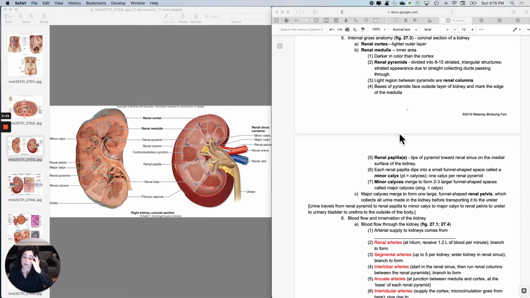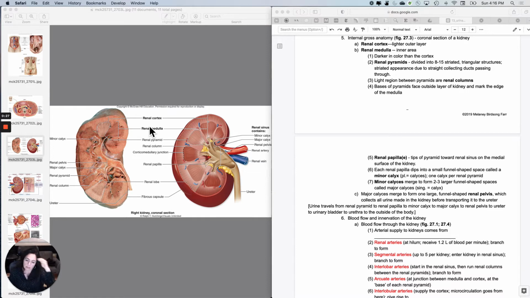Internal gross anatomy of the kidney, looking at a coronal section of the kidney, starting with the basics. First off, the outer portion is usually lighter, and that would be just below the fibrous capsule or renal capsule that we talked about when we were talking about the layers just a few minutes ago. Just inside that capsule, you'll run into the renal cortex, which is the generally lighter outer portion.